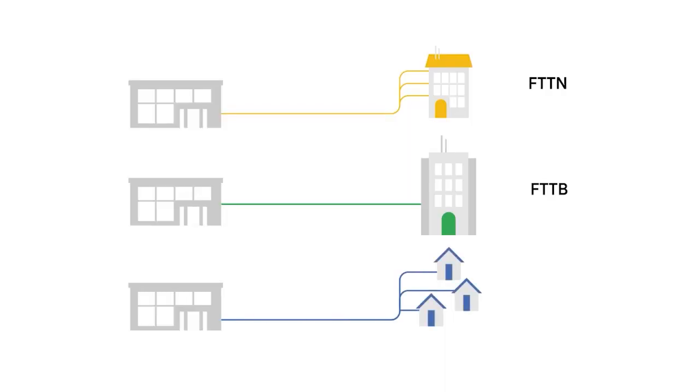A third version you might hear is FTTH, which stands for fiber to the home. This is used in instances where fiber is actually run to each individual residence in a neighborhood or apartment building. FTTH and FTTB may both also be referred to as FTTP, fiber to the premises.